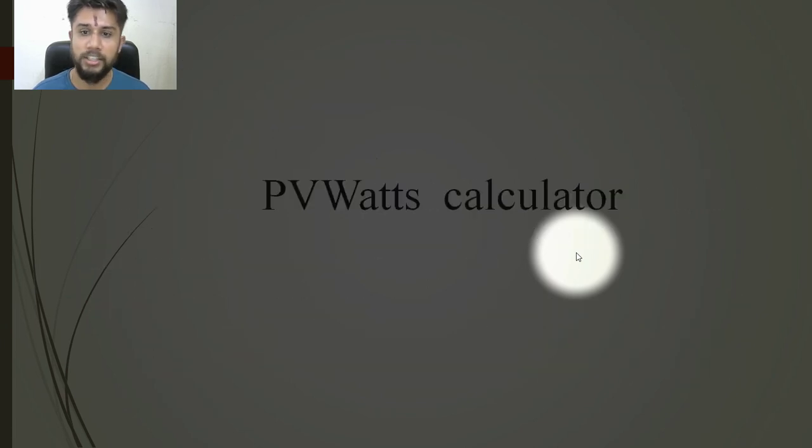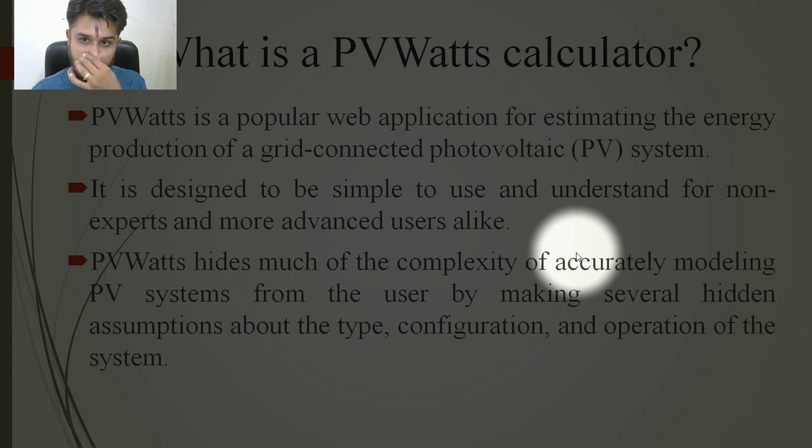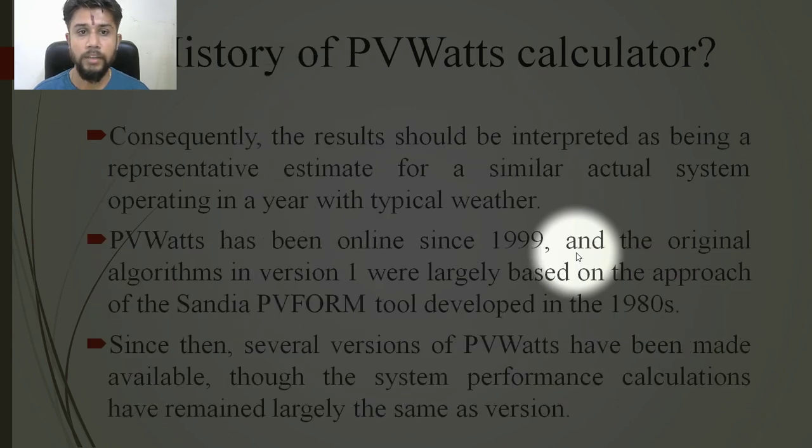The next tool available is the PVWatts Calculator. It is also a web-based application for estimating the energy for grid-connected PV systems. The design is very simple and understandable for non-expert and more advanced users alike. PVWatts hides much of the complexity of accurately modeling PV systems from the users by making several hidden assumptions about the type, configuration, and operation of the system. The result should be interpreted as being a representative estimate for a similar actual system operating in a year with typical weather.